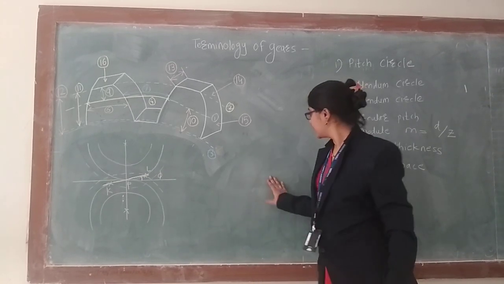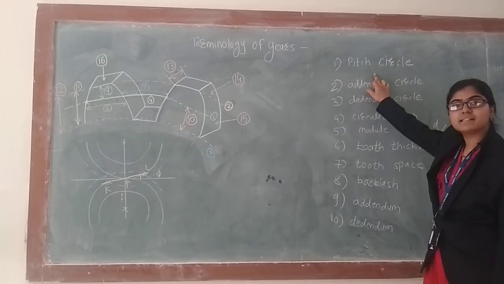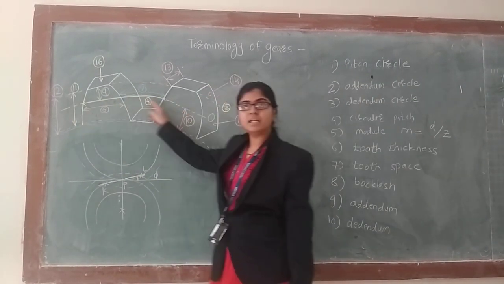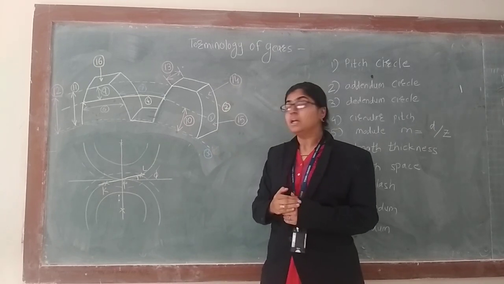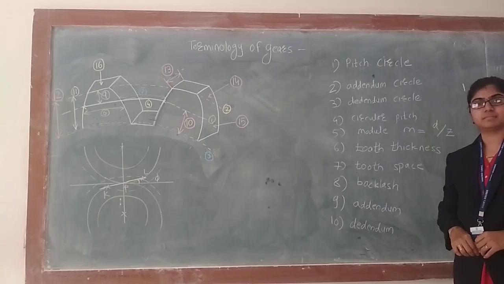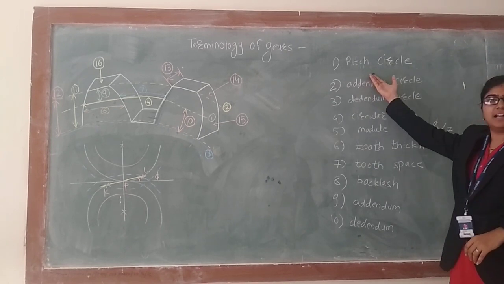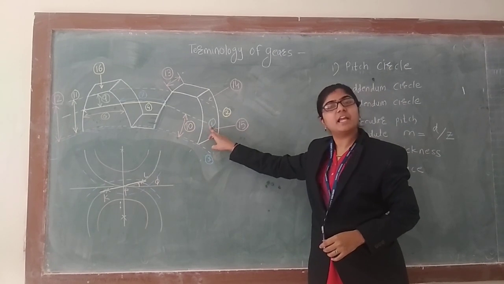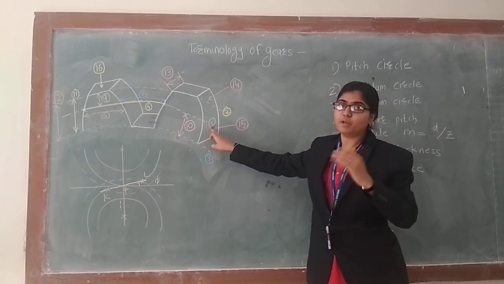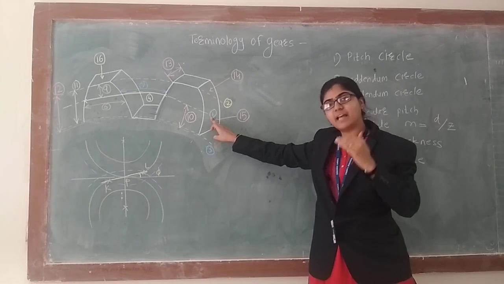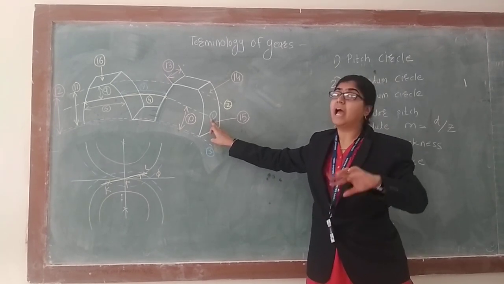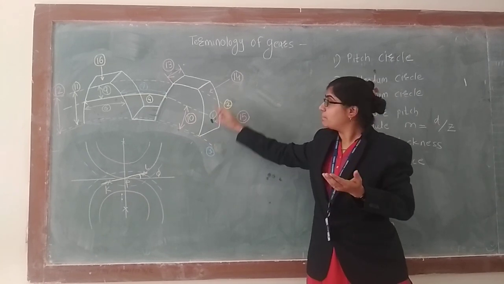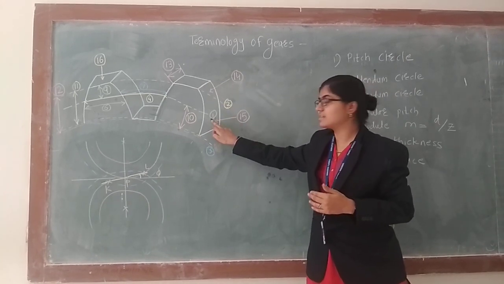So let's start. The first thing is pitch circle. Pitch circle, as it is shown over here, is an imaginary circle about which pure rolling motion will give the exact amount of motion transmission as that of gears. Now this is the measure of other parameters. This is the main measure.